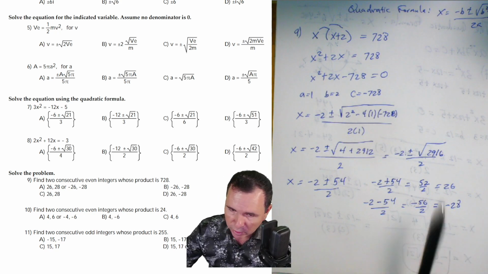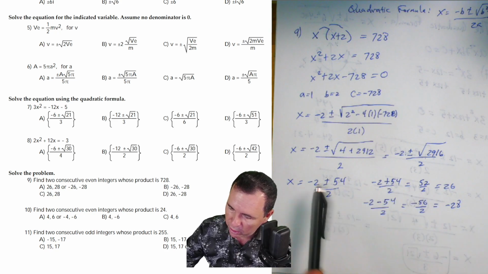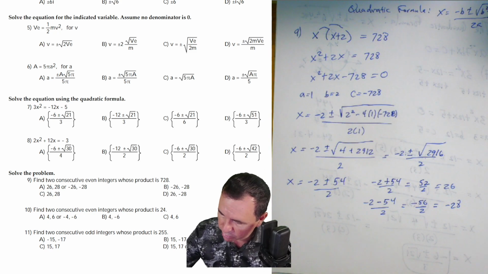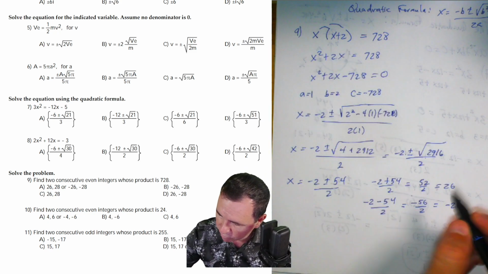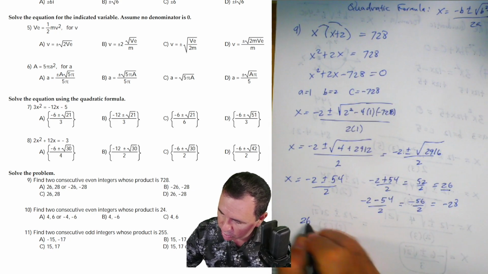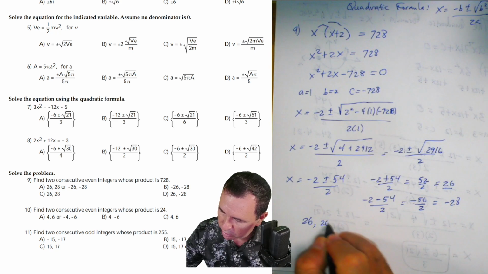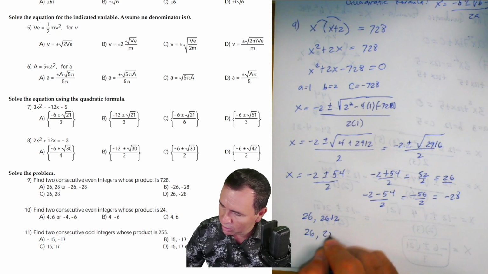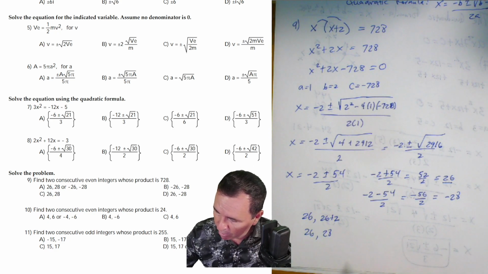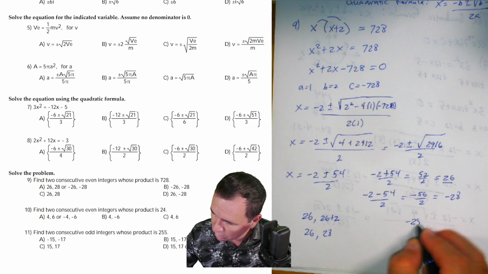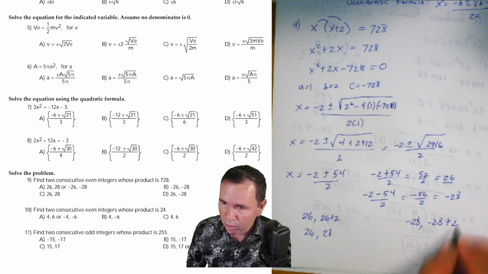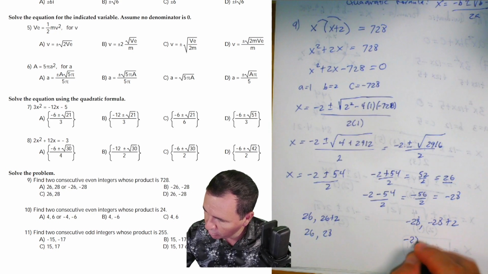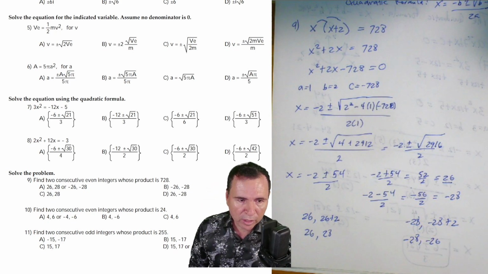Now, in the first scenario, 26 times something has to give me 728. Well, that something has to be 28, right? Because remember, they're consecutive even numbers. So if this is the first number, wouldn't the second number just be plus 2, right? Consecutive evens. So that means my answer would be 26 and 28. Does that make sense? Now, the same thing happens over here with this negative 28. The second one would be plus 2. But in that case, adding 2 to negative 28 makes it less negative. Okay? So those are my two answers right there.